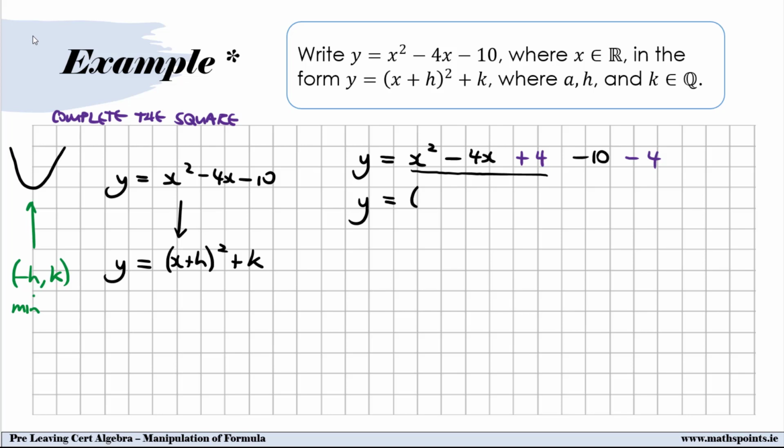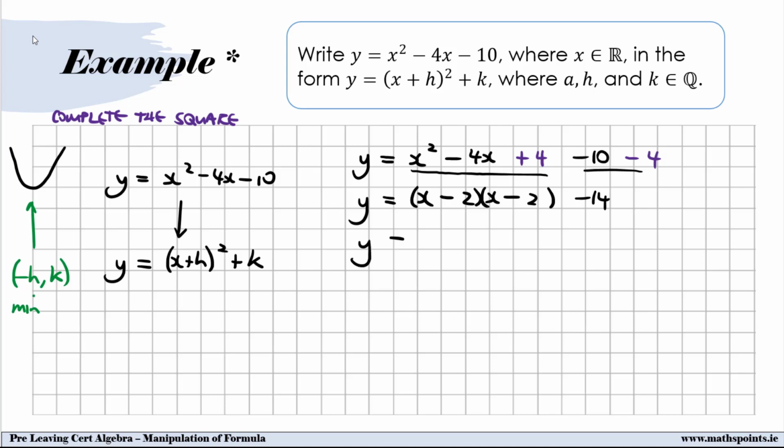So I'm going to do 2 sets of brackets. I know that the first term in each bracket is going to be x and an x. The last term in each bracket is going to be a 2 and a 2. And to get minus 4x, I would need minus 2x minus 2x. Now we can see that x minus 2 by x minus 2 can become x minus 2 squared. The minus 10 minus the 4, I'm going to join them as well to give me minus 14.